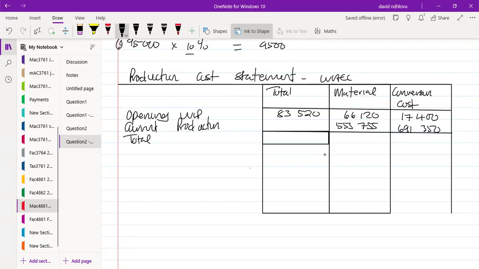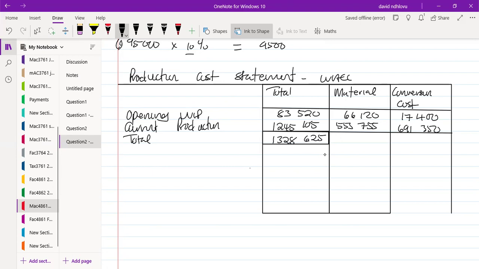Right, then we add the two, we get a total, which will be 1,245,105 plus the 83,520 in material total. Then we have a total here of 1,328,625. Simply put, our current production cost in total, including the cost of opening WIP, is that figure.